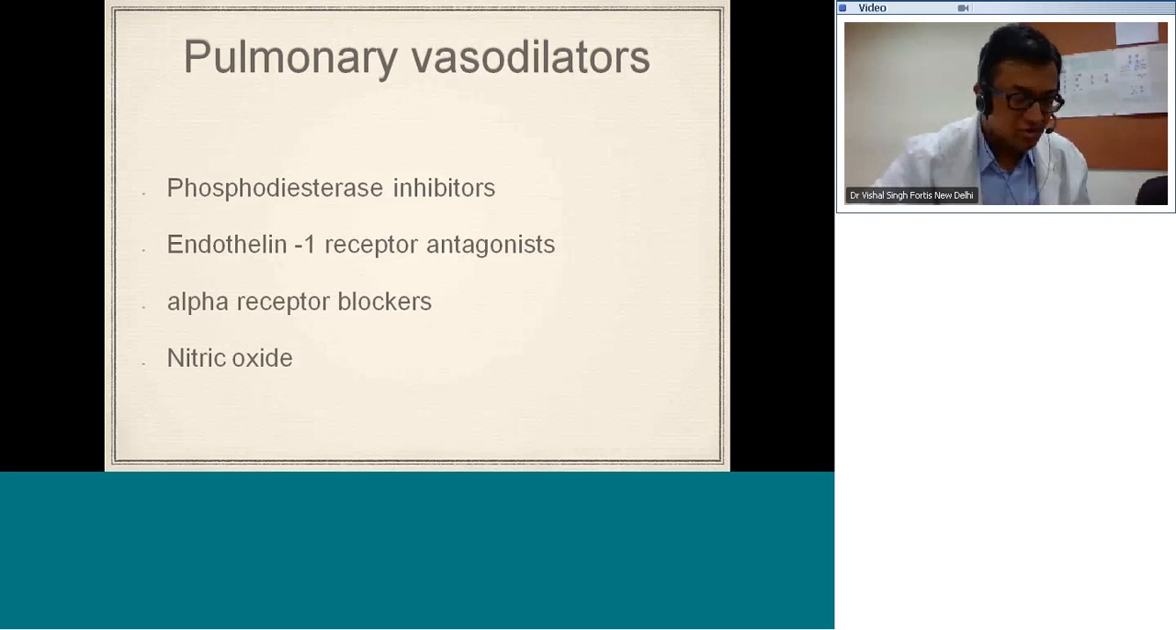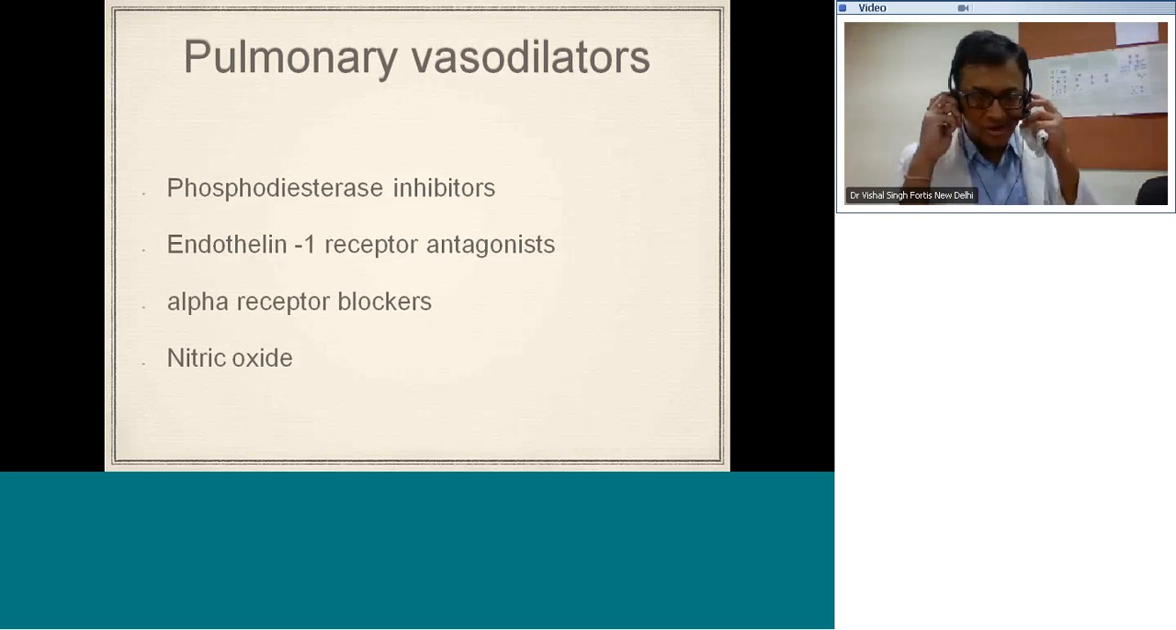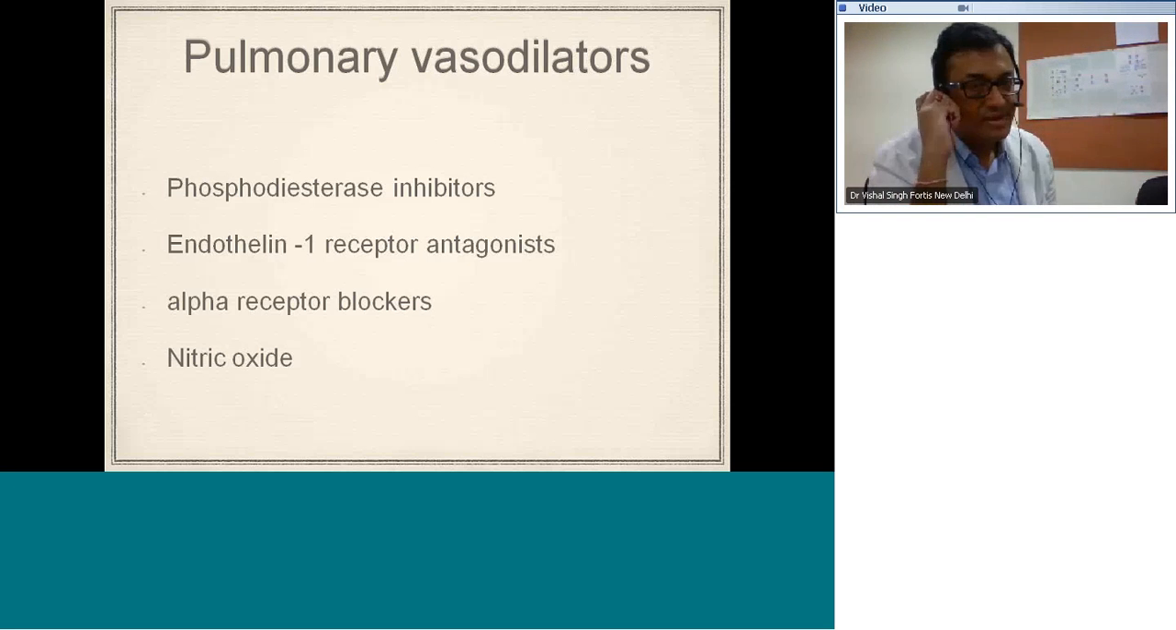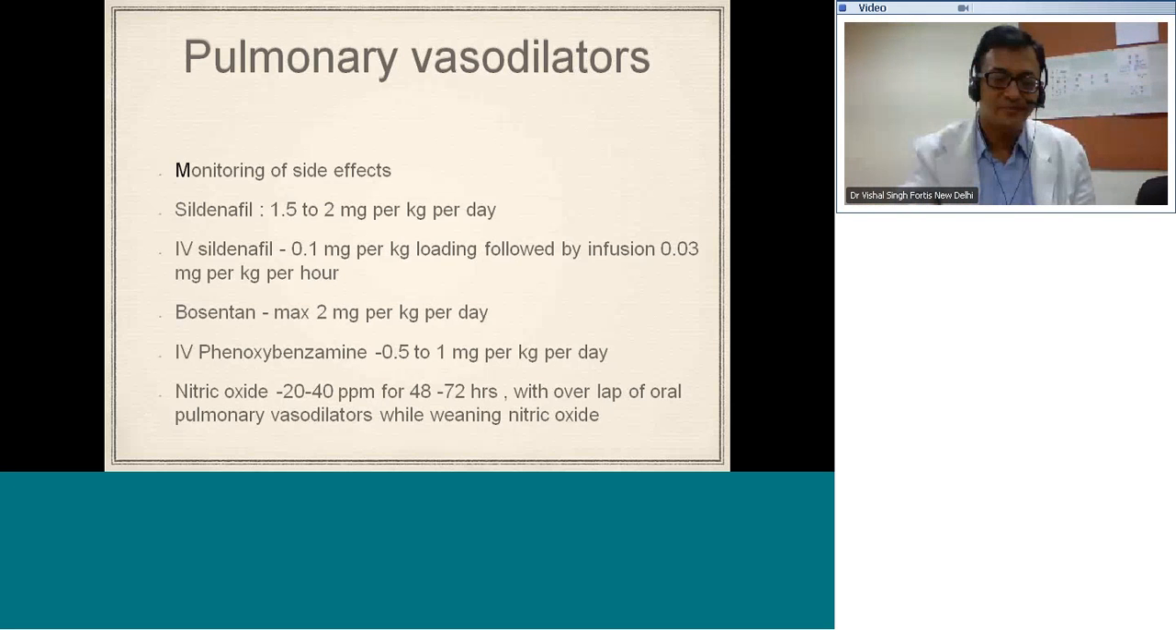And as we just talked about severe pulmonary hypertension, you know that we have to give pulmonary vasodilators. So you are aware of these medications we are talking about, so we don't go into the respective pharmacologies. They were phosphodiesterase inhibitors like sildenafil and milrinone, alpha receptor blockers like phenoxybenzamine, endothelin receptor antagonists like your bosentan, and nitric oxide. We don't use nitric oxide.